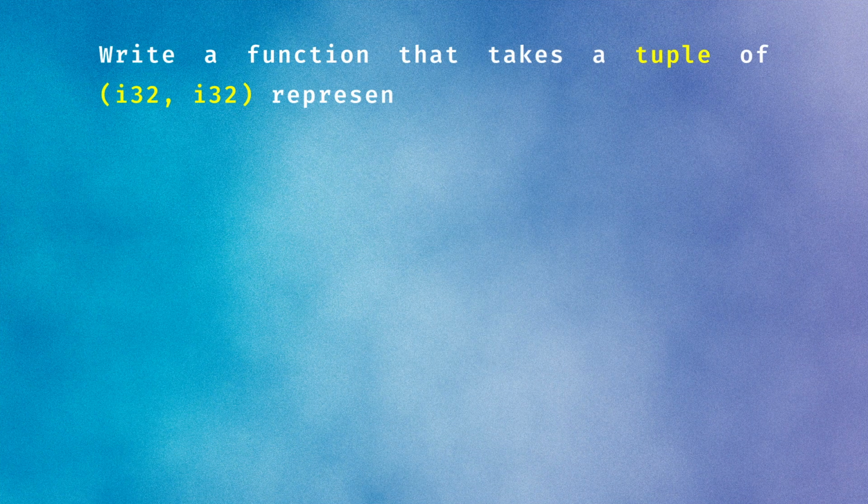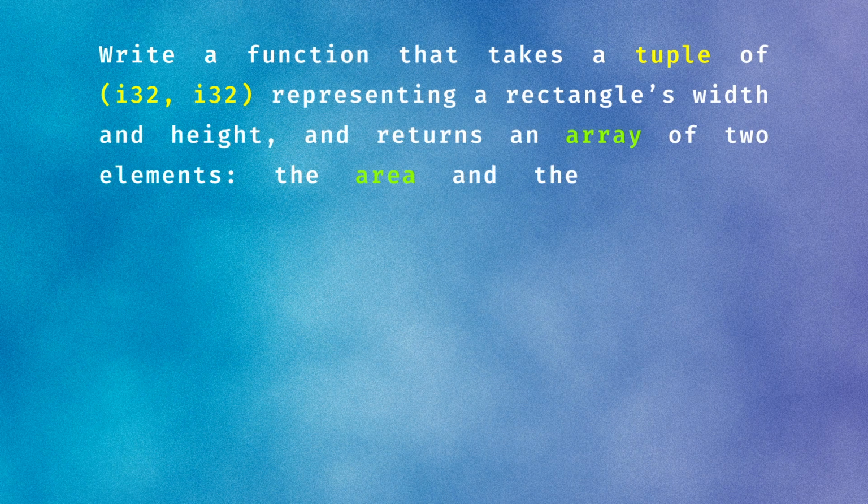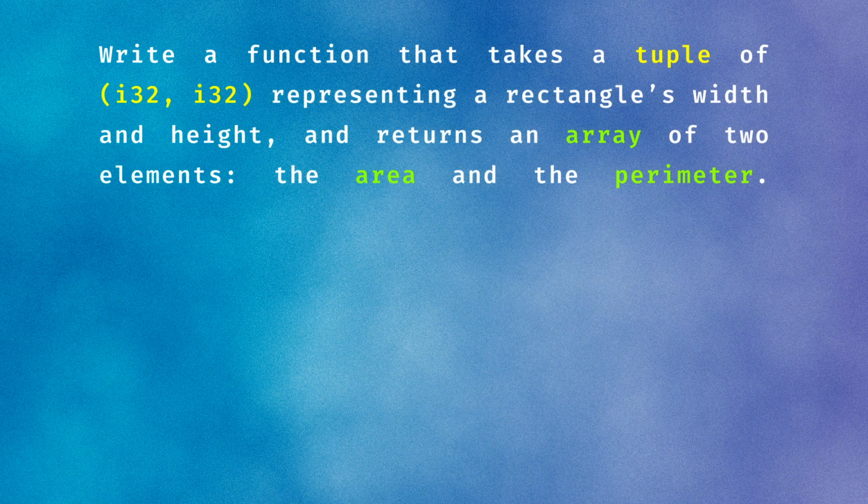Before we go, quick challenge for you. Try writing a function that takes a tuple of i32, representing a rectangle's width and height, and returns an array of 2 elements, the area and the perimeter.